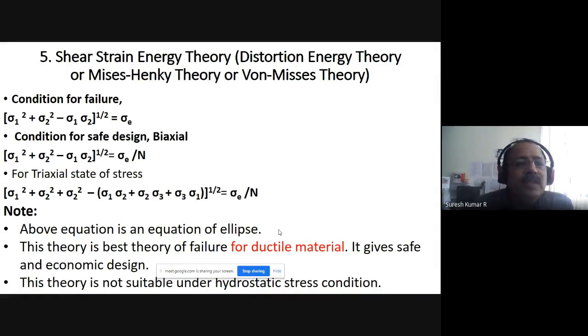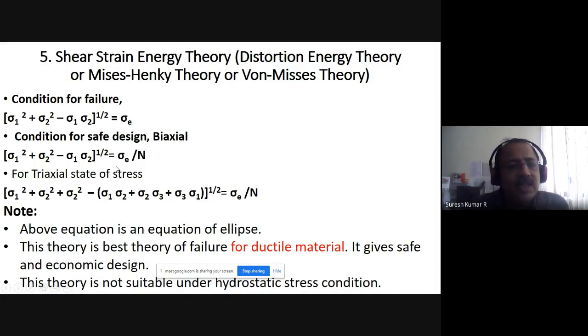Here it says the material undergoes failure when the distortion energy during the simple tension test becomes equal to the distortion energy per unit volume at the elastic limit. Then the material undergoes failure. So that is root of sigma 1 square plus sigma 2 square minus sigma 1 sigma 2 is equal to sigma A. If this condition prevails, then the material undergoes failure. This is for the biaxial state.